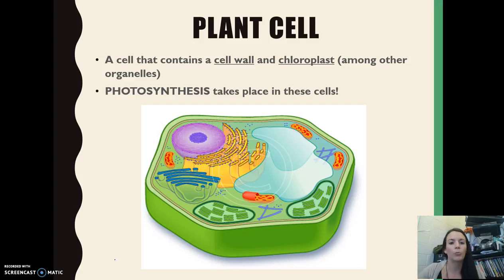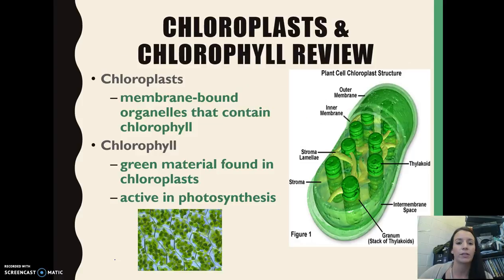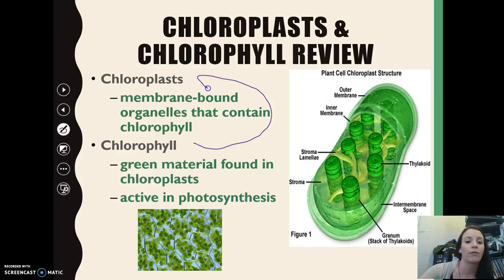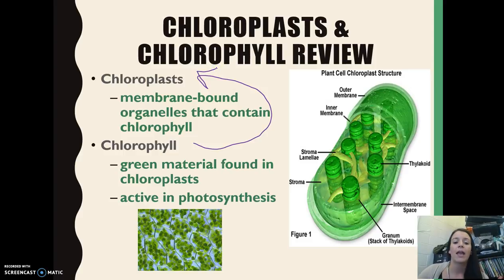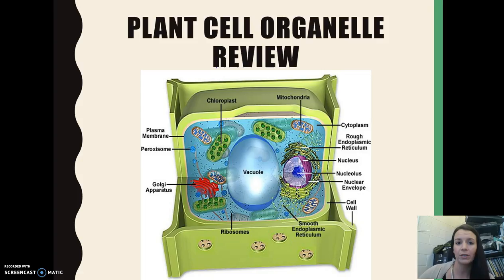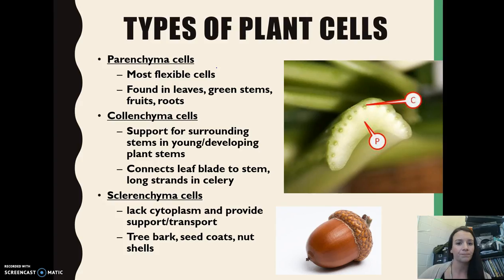All right, so let's talk briefly about plant cells and their organelles. So a plant cell has a cell wall and a chloroplast. Obviously, they have many other organelles too, but those are the two that make them very different from animal cells, and they do a process called photosynthesis. When we talk about chloroplasts and chlorophyll, remember that chloroplasts are the membrane-bound organelles that contain chlorophyll. So chlorophyll is in the chloroplast, and this is what's really active during photosynthesis. And here's just another view at some of the plant cell organelles.